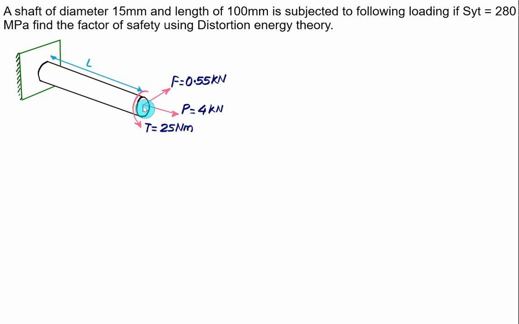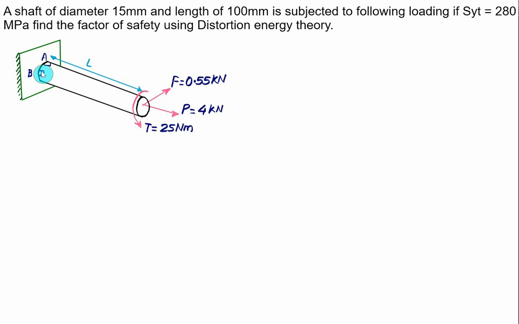We have one axial load P, which is 4 kilonewton. One transverse load F, which is 0.55 kilonewton, and a torque, or twisting moment, equal to 25 newton meter. To apply the distortion energy theory, first you have to identify where the critical element is. Either on the top or on the edge, that is either at A or at B, and the same is true for the bottom and the other side.